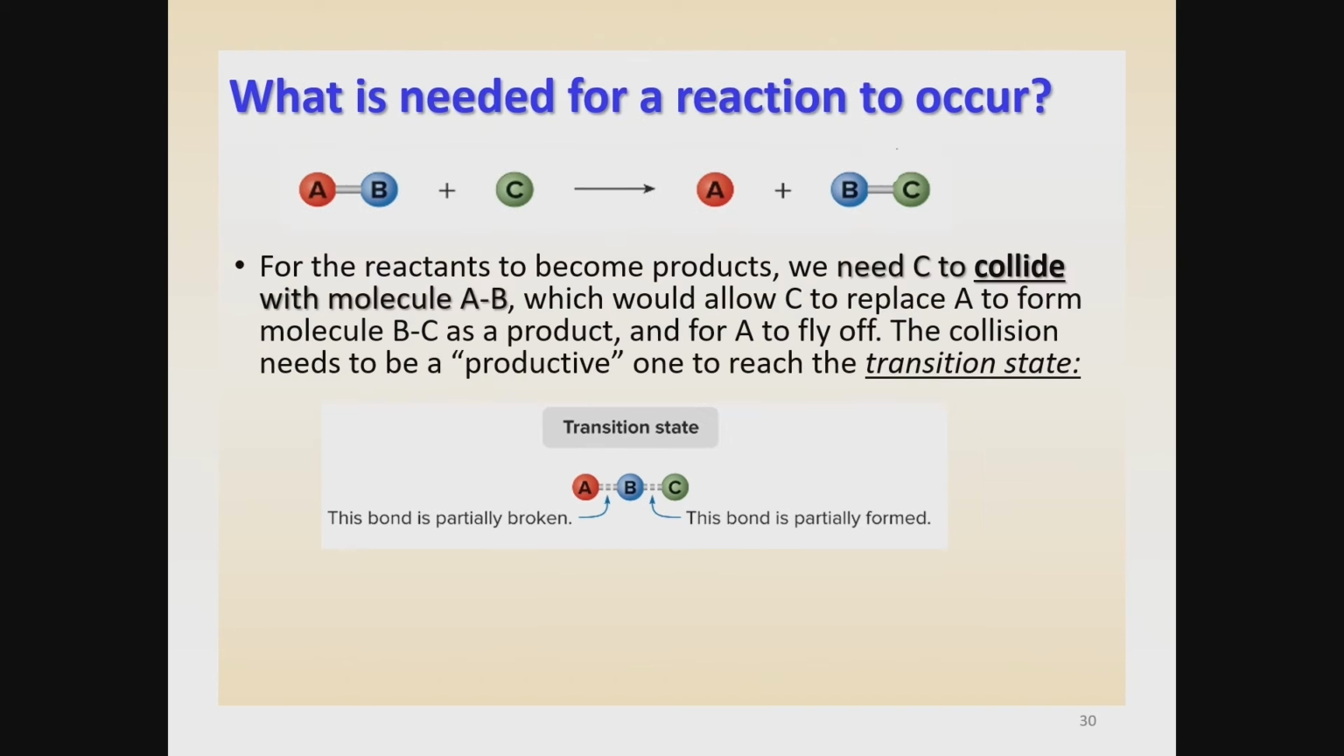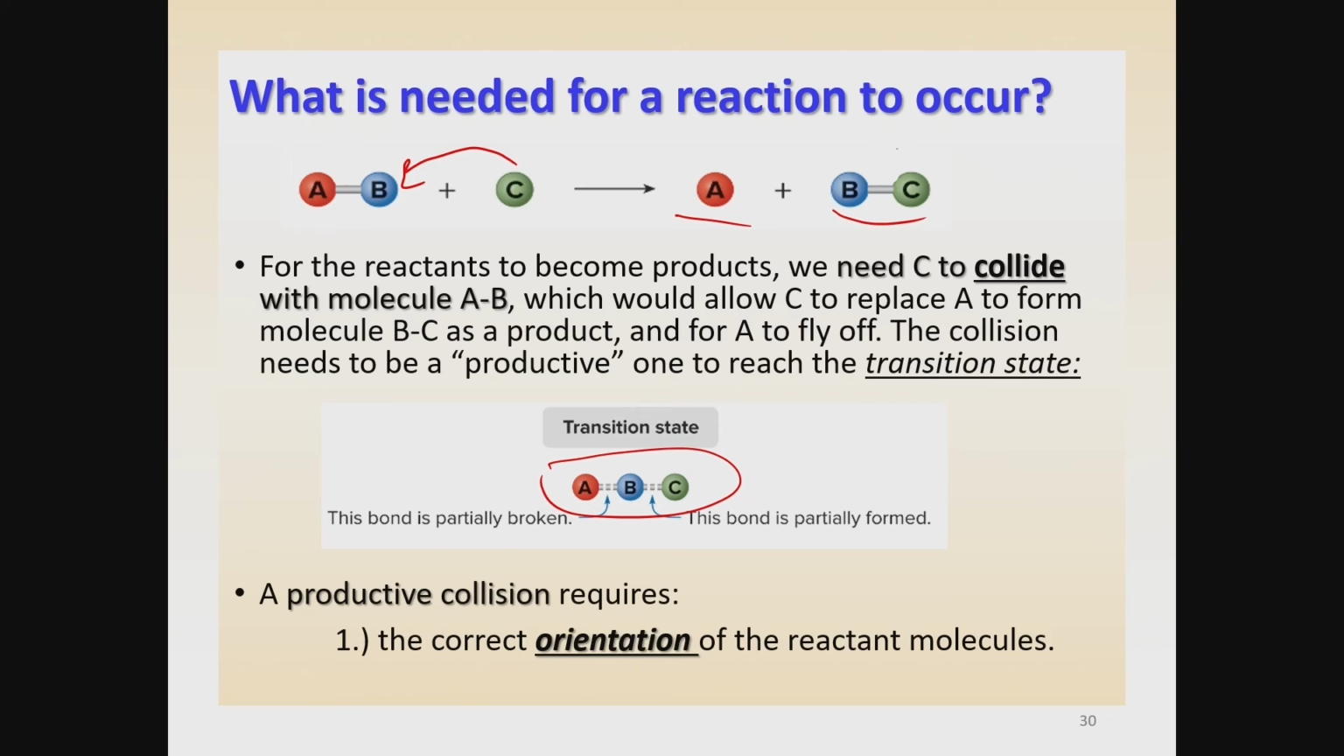So what is needed for a reaction to occur? So I kind of point out here again, for the reactants to become products, we need C to collide with molecule AB, which will allow C to replace A to form molecule BC as a product, and A will go flying off. The collision between C and AB must be a productive one in order to get this transition state here, or in other words, this molecule that you find halfway.